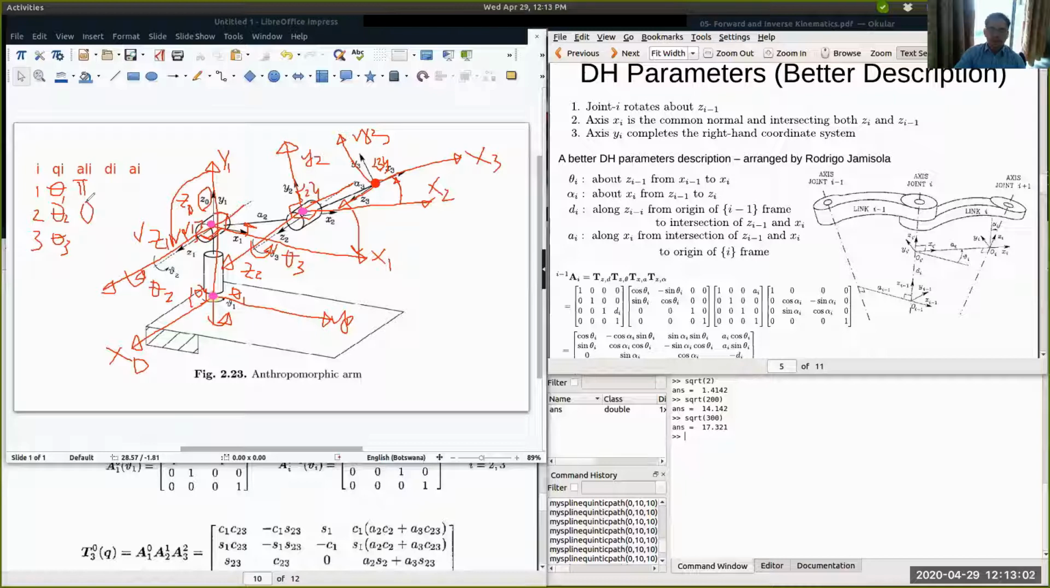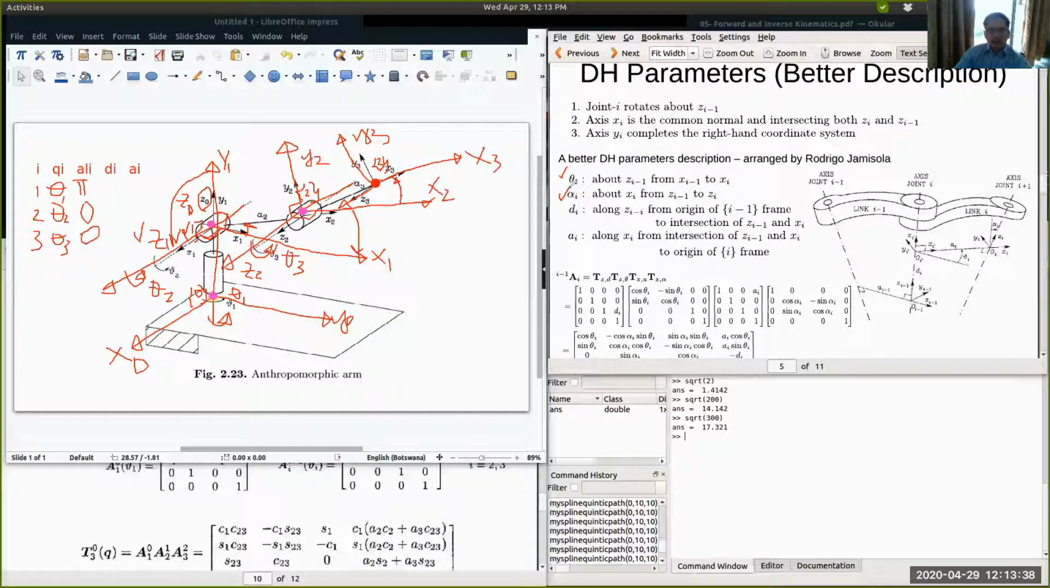Next, alpha 3. So it is about x3. Where is x3? This is x3, from z2 to z3. Where is z2? Z2 is this one. And where is z3? Z3 is this one. Again, these axes are parallel and there's no rotation about x3, so that is 0. Next, theta and alpha are finished.